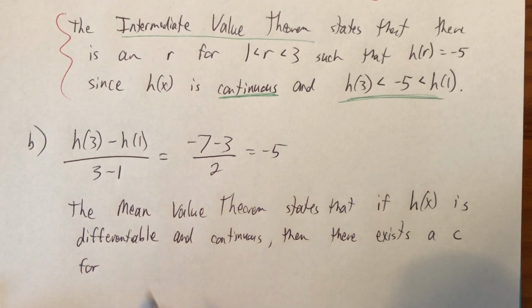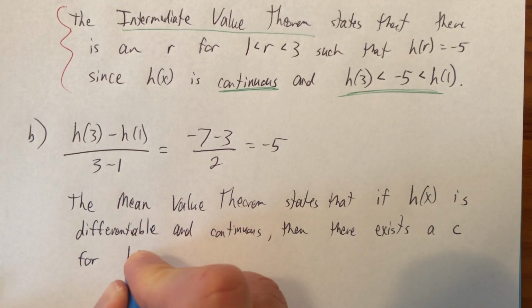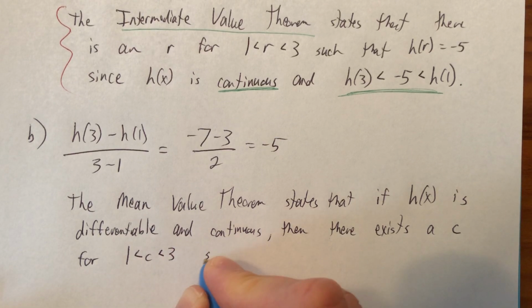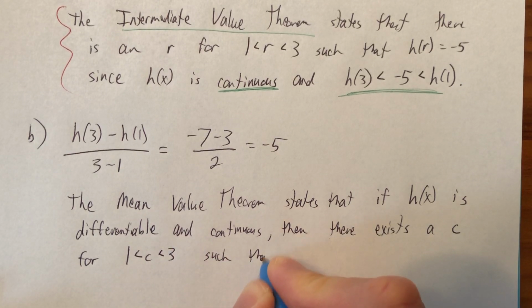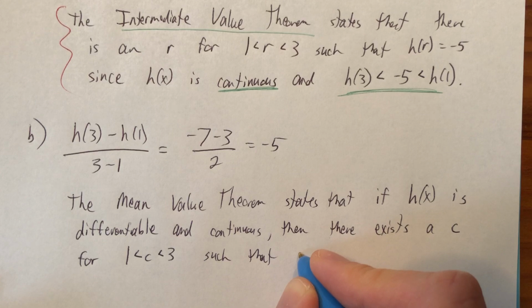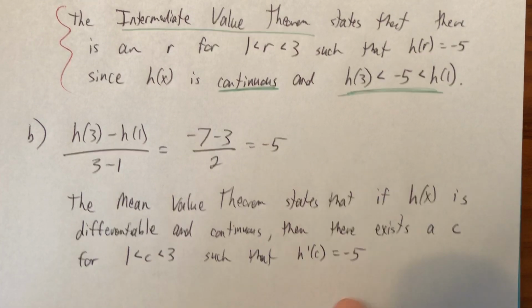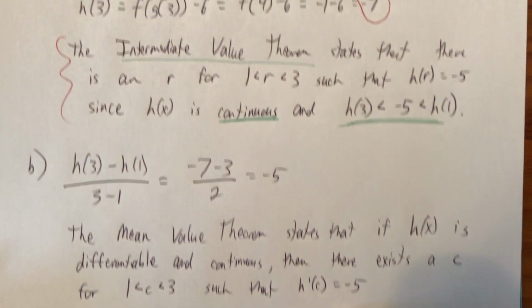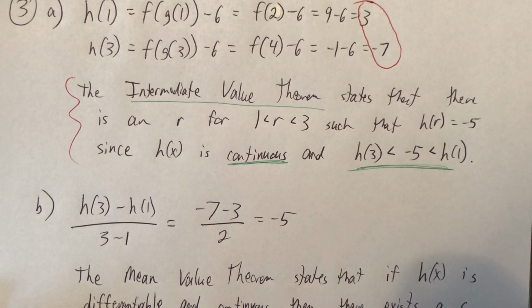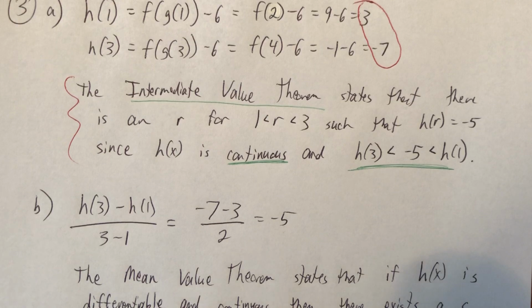I'm kind of copying the problem here in the way it's worded, for C between 1 and 3, such that h prime of C equals -5. And I found that, because I found that. And there we go. So that's really it. And so there's 2 points for this one.